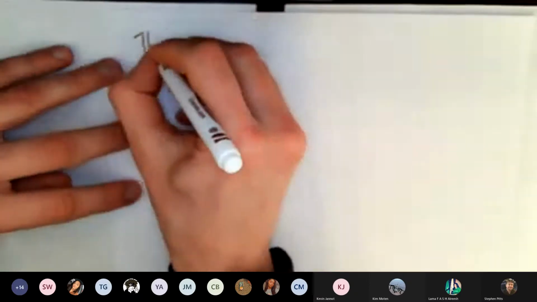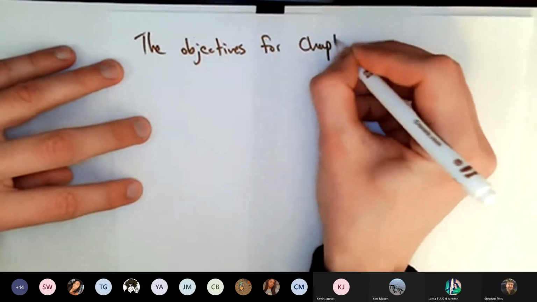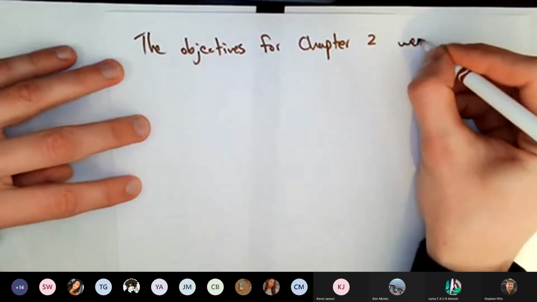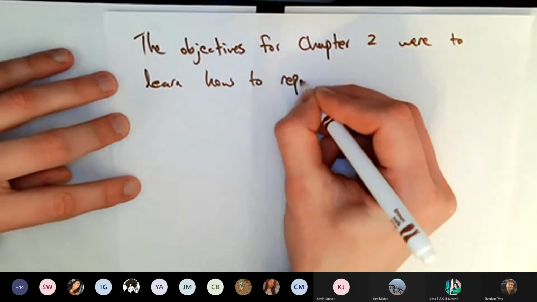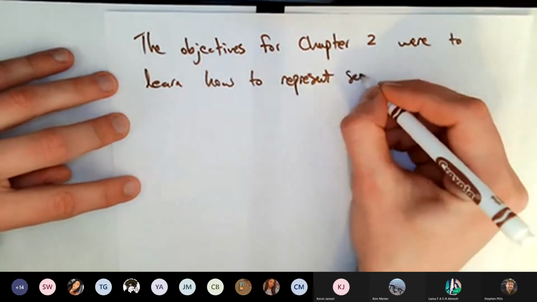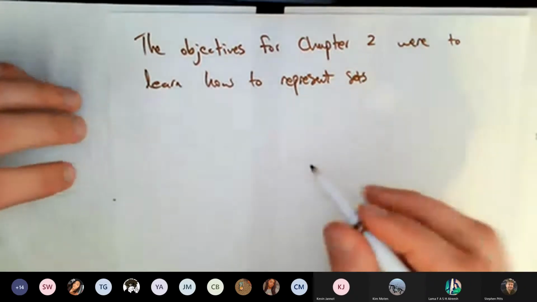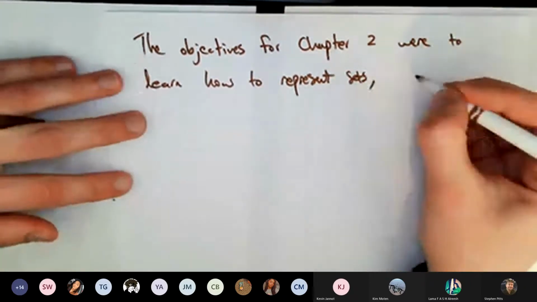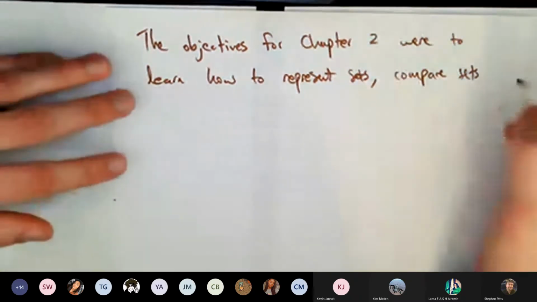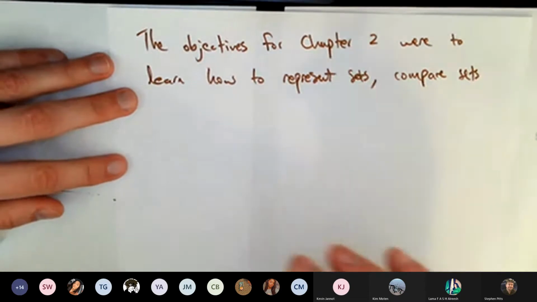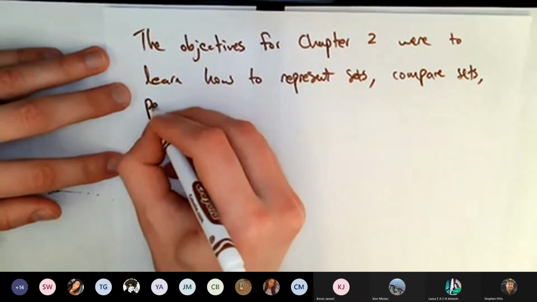How about this? The objectives for chapter 2 were to learn how to represent sets. So remember, we learned roster notation, which is putting them in a list, and set builder notation, which was different, right? How to represent sets, compare sets. So we learned the equivalence versus equal, and also we learned the subset versus proper subset thing. Compare sets, perform operations on sets.